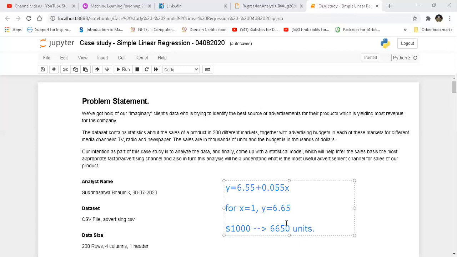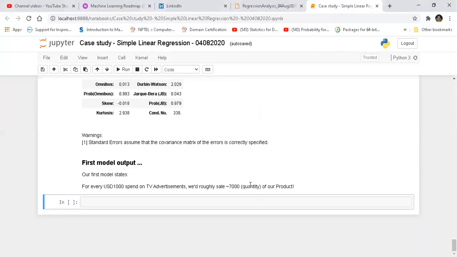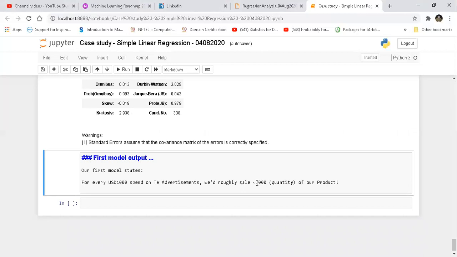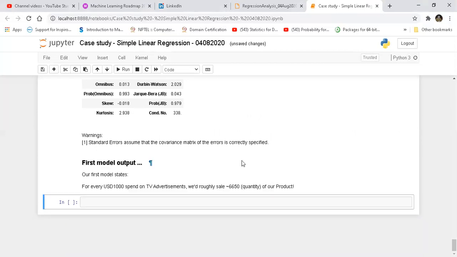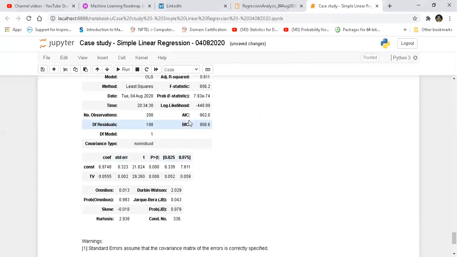I believe I have written 7,000. We can change it to 6,650 units. But I was considering this as 1 unit, which is wrong, right? It is thousands of units. So that's the expectation. Let me clear all the drawings and see if it has executed. Yes. So 650. This is my finding from this analysis that we have done.